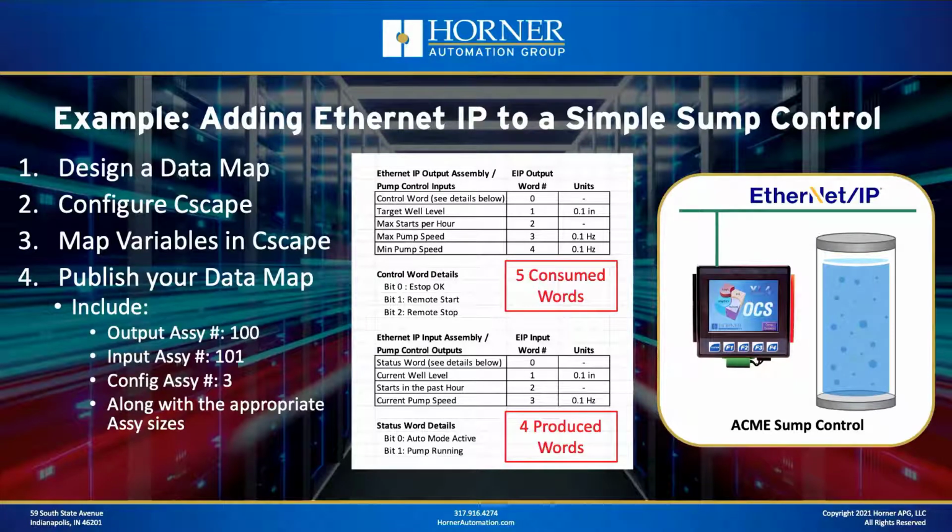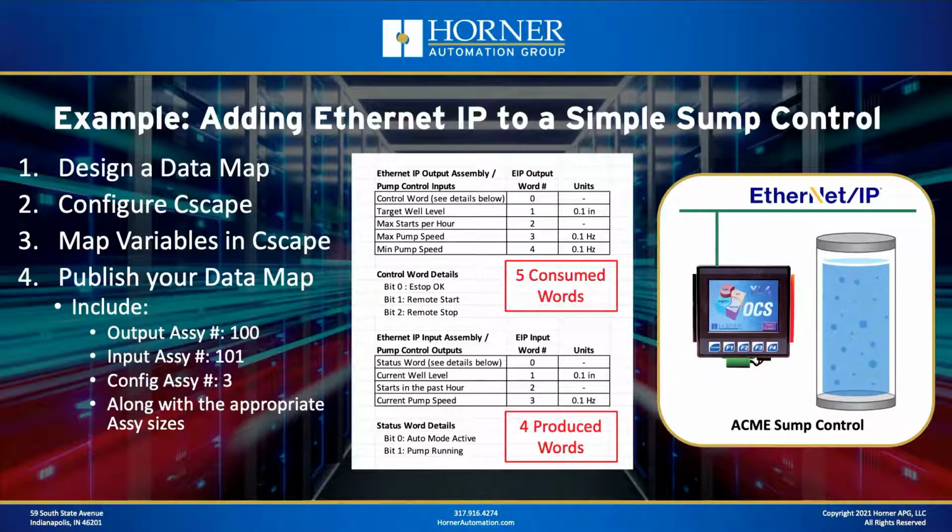So what I've done there is I've mapped out 5 words of data that I want to consume. The first one is what I'm calling a control word. That is a bit-mapped word of data that so far only has 3 bits mapped to it for things like e-stop is okay, also a remote start signal, and a remote stop signal. So my first word is a control word that I'm consuming, outputs from the PLC. And then after that, I've got a target well level for my sump level, maximum starts per hour that I'm going to allow on my sump, maximum pump speed, and minimum pump speed. So those are the 5 words I'm going to consume in my example.